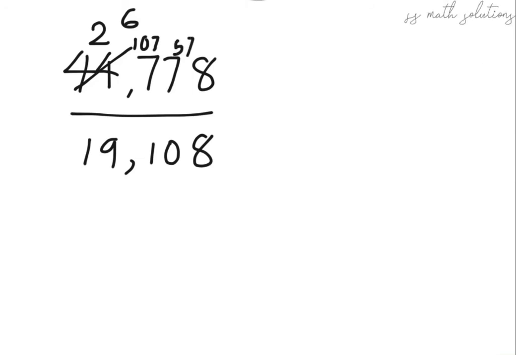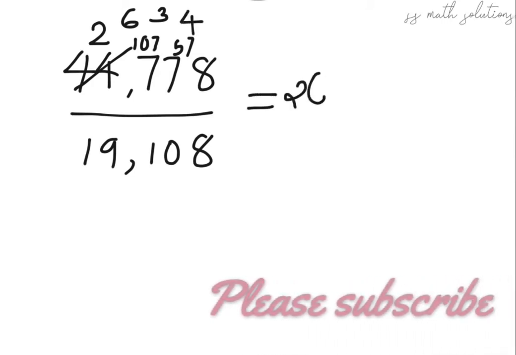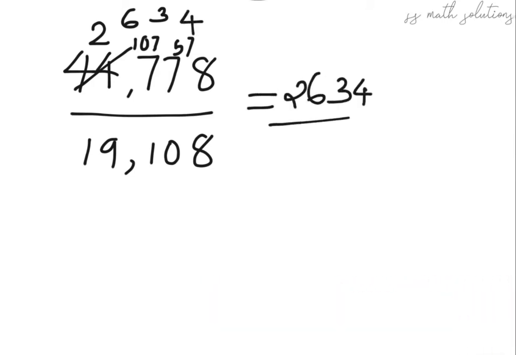So 57. Now 17 into 4 is 68. So 17 into 3 only. 17 into 3 is 51. So 17 into 3 we get 51, remainder 6 is there, so 68. So this 68, we know that 17 into 4 is 68. So we got it as 2634 in this one step itself.